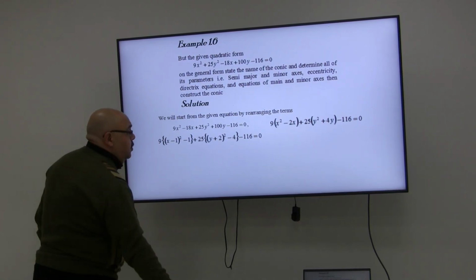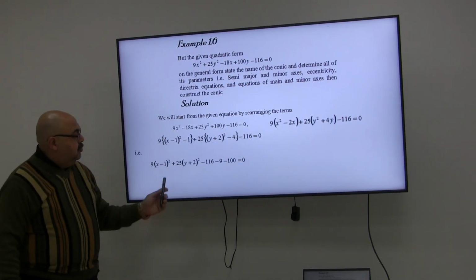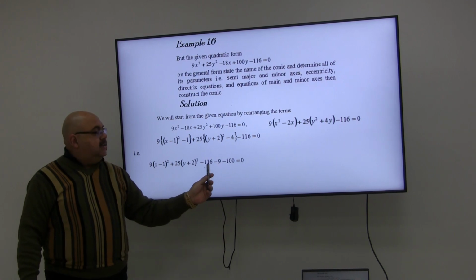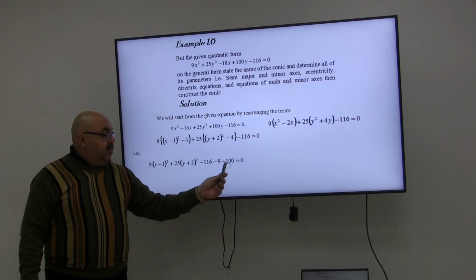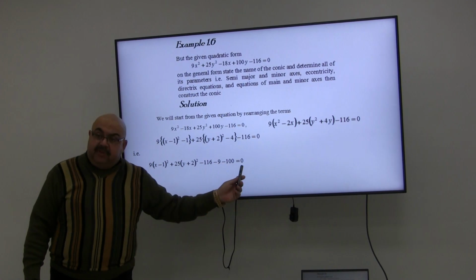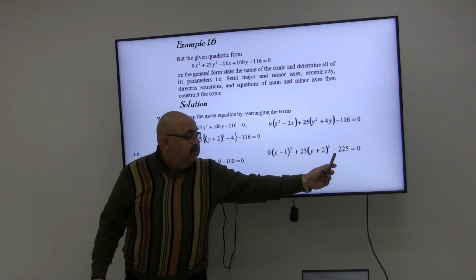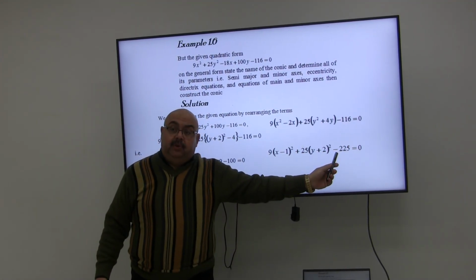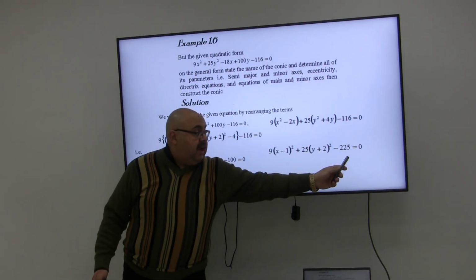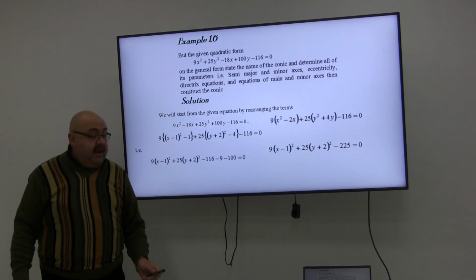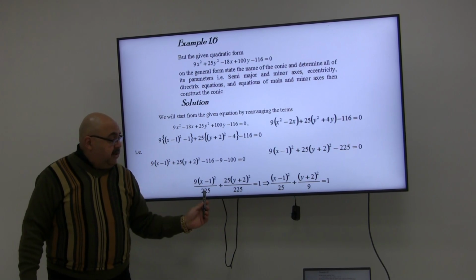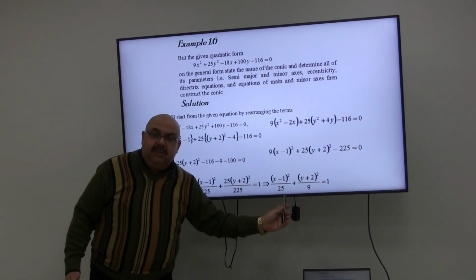So if I did so, all I have to do is gather the negative 16, minus 9, minus 100, gather all of these numbers together and move them to the other side. This is how they add up to be 225. Move them to the other side, which is going to be positive 225. Then divide on both sides. This is actually the equation that you will have.